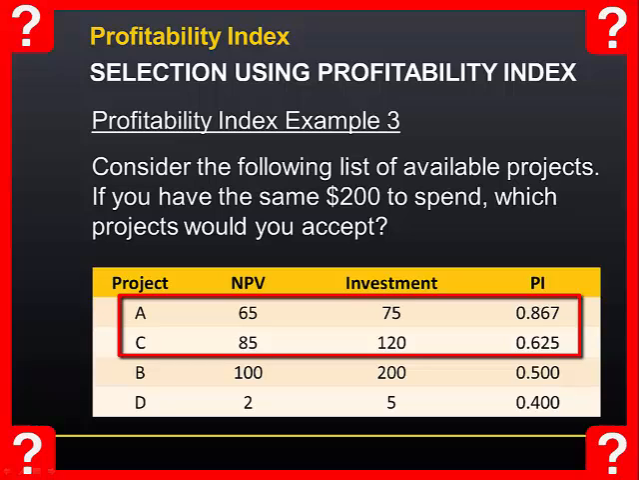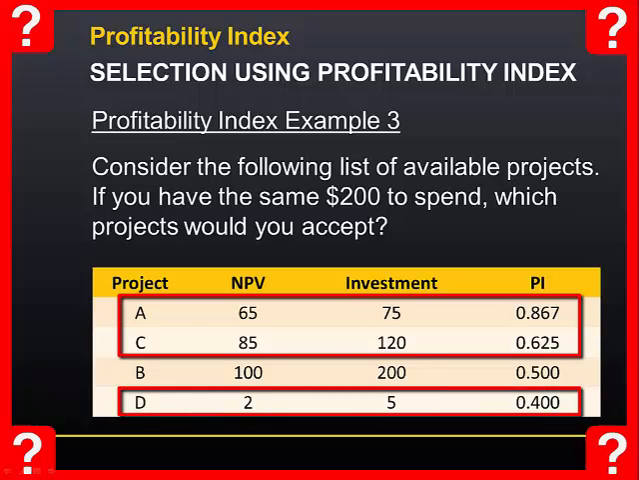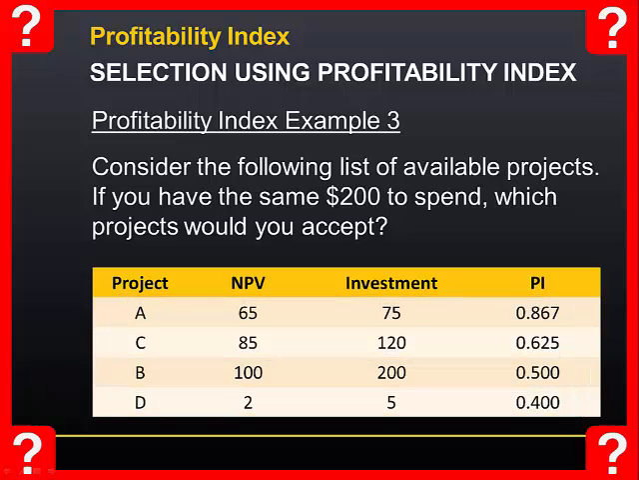But we need to look further down the list to see if we can afford additional projects which have a positive NPV. In this case, we can afford to select project D. It fits within our capital budget and gives us an additional $2 of NPV, giving us total NPV of $152.